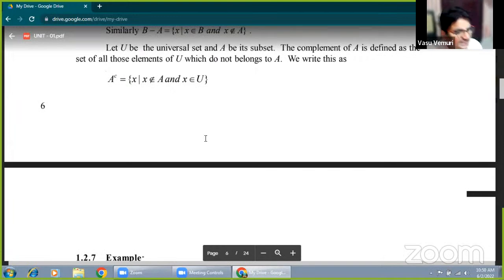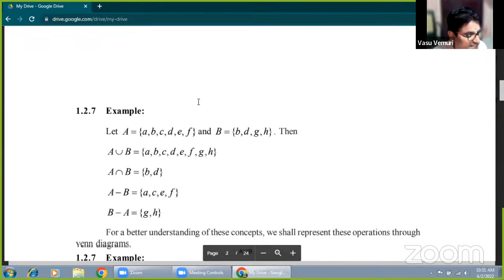What is the universal set? Let capital U be the universal set, and A, B are subsets of it. What is the complement of A? It is the set of all those elements of U which do not belong to A. A complement is denoted by the set of x such that x is not in A, and that element is in the universal set. That is the universal set example.